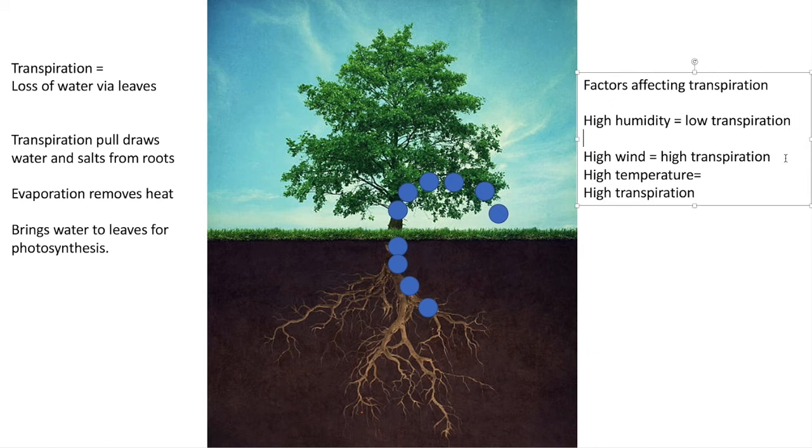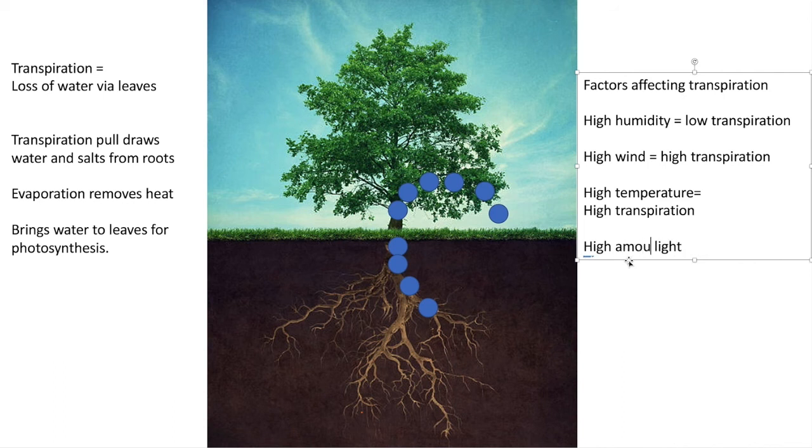Next will be temperature, of course. If the temperature is high, then there's a greater tendency to want to lose water to maintain its internal temperature. Lastly, will also be light. When plants are exposed to higher amounts of light energy, the stomata will open wider, therefore increasing the rate of transpiration, increasing the chance that the plant can lose water through its leaves.